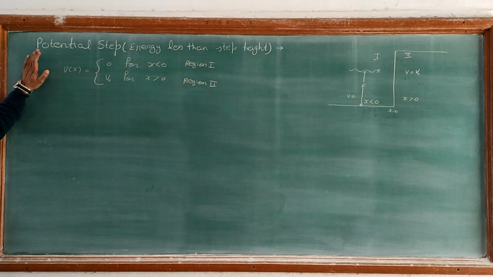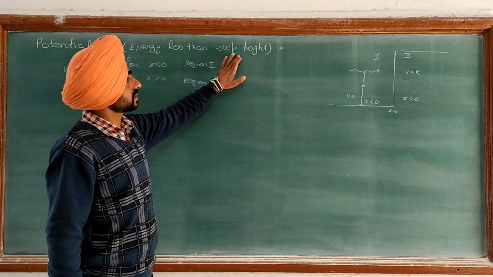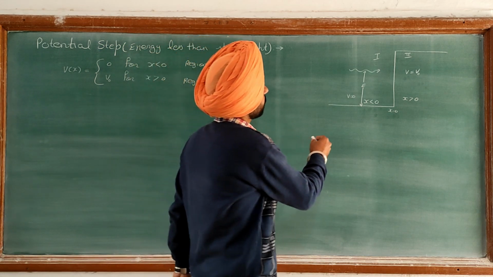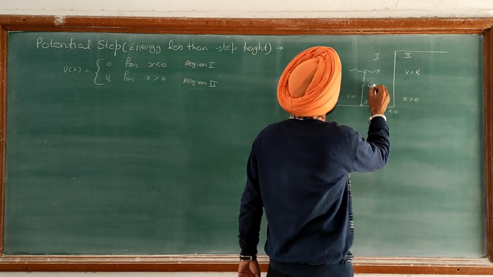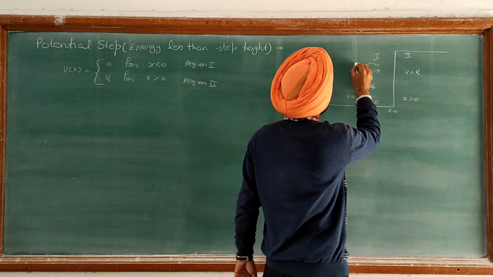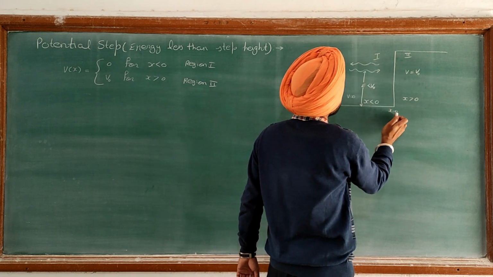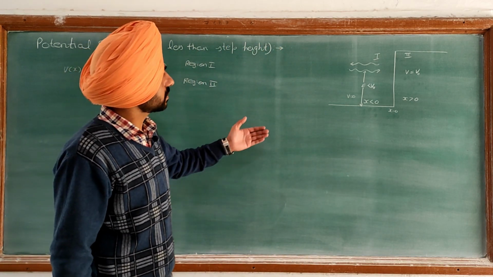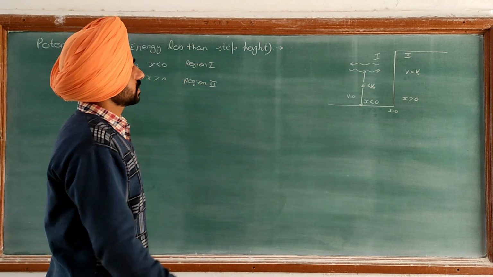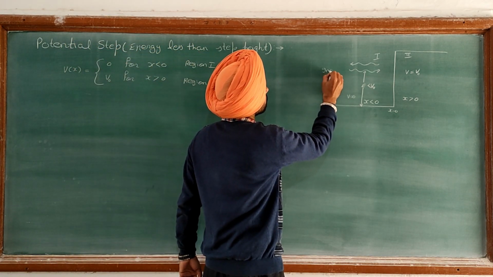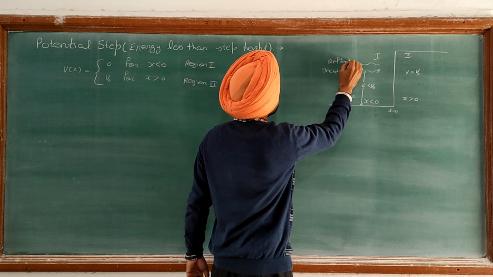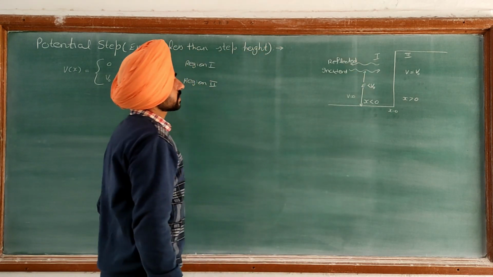So we now have a potential step with energy less than the step height, so E is less than V naught. This is the case. This is the incident wave, with E less than V naught, and the particle strikes at x equal to 0 and is reflected. So this is incident and this is reflected. First we discuss the classical view.